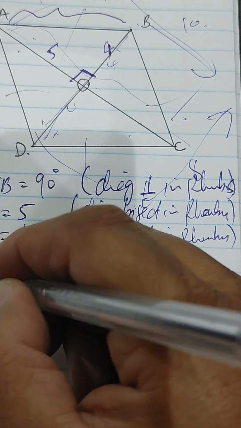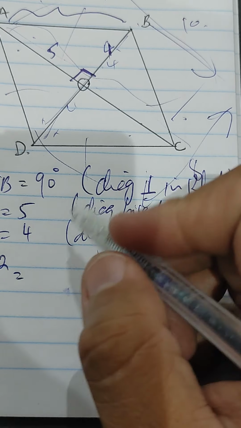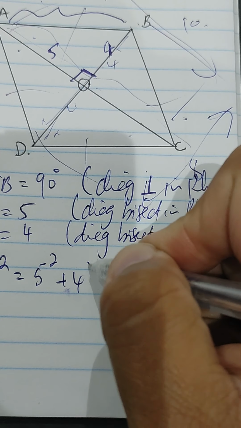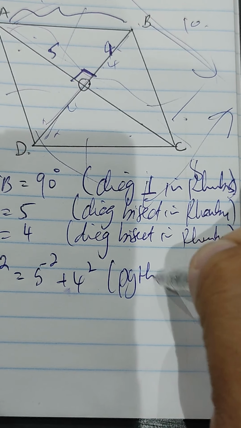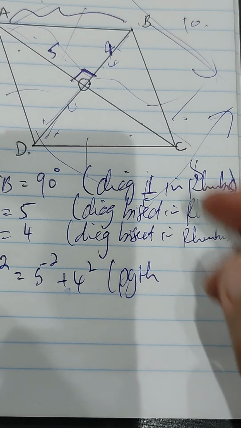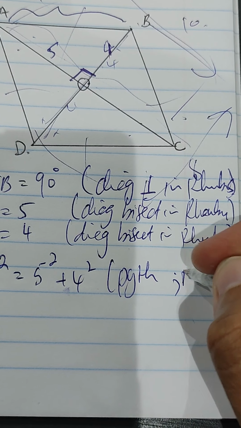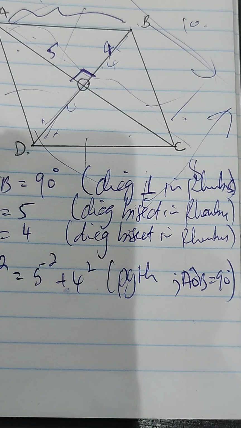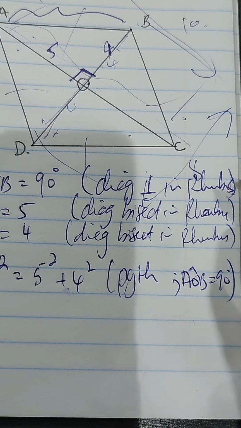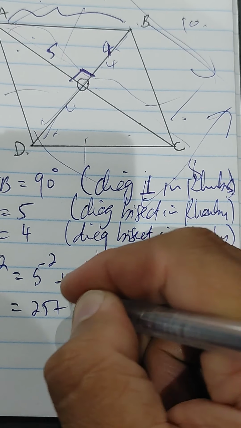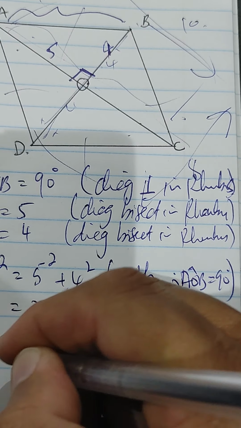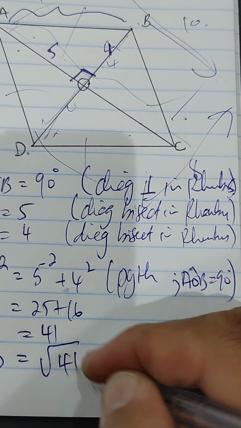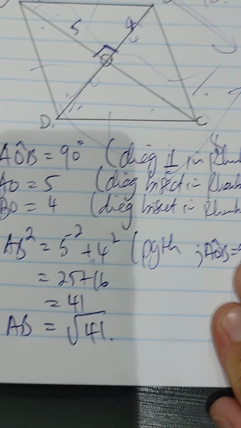So to calculate AB, I can say AB squared is equal to, by the theorem of Pythagoras, 5 squared plus 4 squared. Your reason is Pythagoras with AOB equals 90 degrees. Okay. Which is now 25 plus 16, which is 41. So AB will be the square root thereof. Square root of 41. Okay.